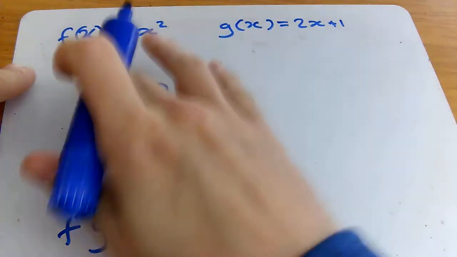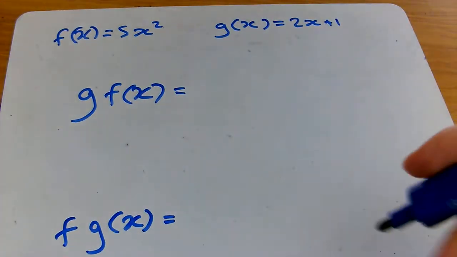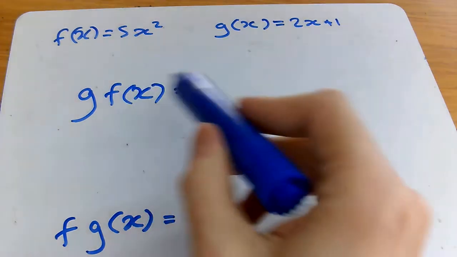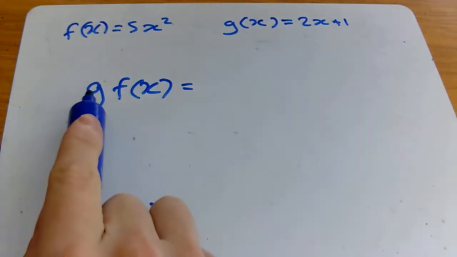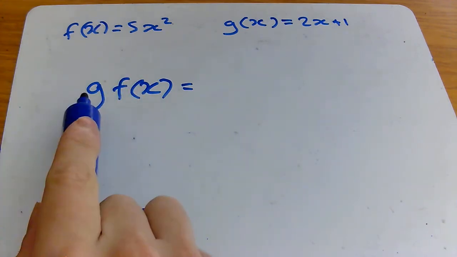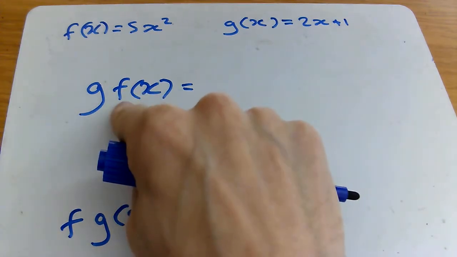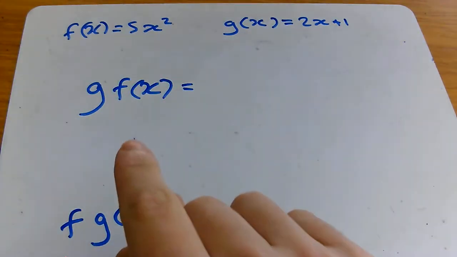So sticking with those same two functions, I've written them out at the top there. You can do something called a composite function, which is you do one function, then you do the other function. It can be confusing initially. If you have gf of x, that means you do f first, then you do g. It's written that way because the x is the input, it's going to hit the f first, then it's going to hit the g.